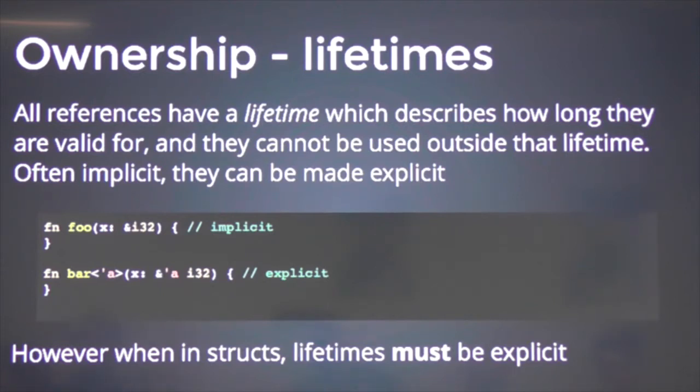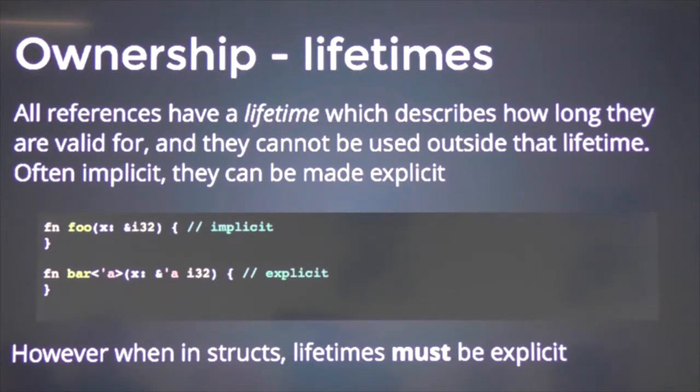So all of these references here, say ampersand i32, which is a reference to a 32-bit signed integer, what that really is is ampersand quote A i32, which says this is a reference to a 32-bit integer which has the lifetime of A. And the function is parameterized over that lifetime, so it works for any lifetime that lasts the length of the function. You're not going to want to write that down, so Rust doesn't make you do it.